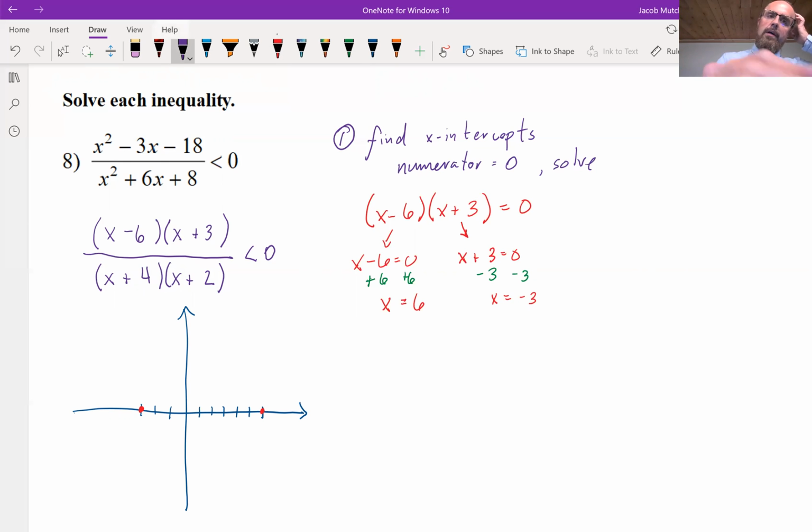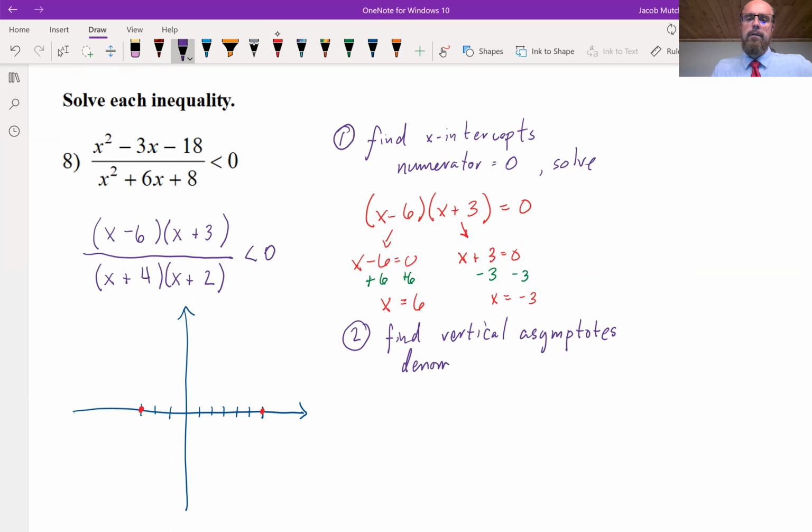Once I find those, I then want to turn my attention to locating any vertical asymptotes. I want to find vertical asymptotes. And as I write this, try to remember, should I go to the numerator or the denominator for that? Good. So I went to the numerator for the x-intercepts. For the vertical asymptotes, my attention is drawn to the denominator. I want to set it equal to 0 and solve. Because remember, if my denominator is 0, that's an undefined place on my graph. And that really is what a vertical asymptote is. It's an undefined place on the graph.